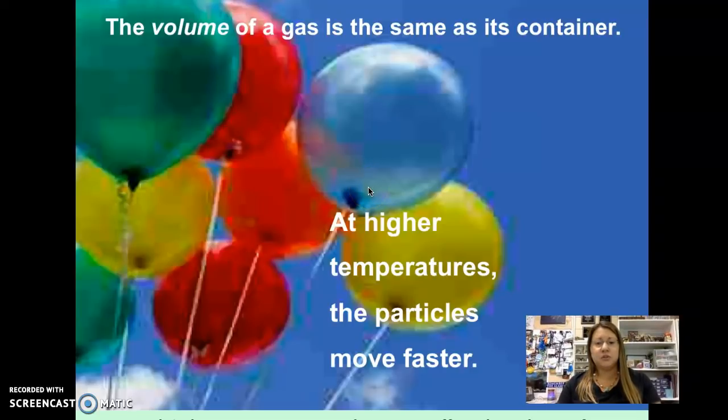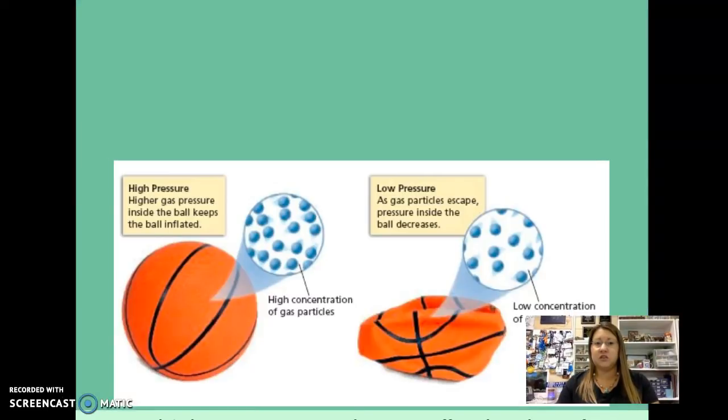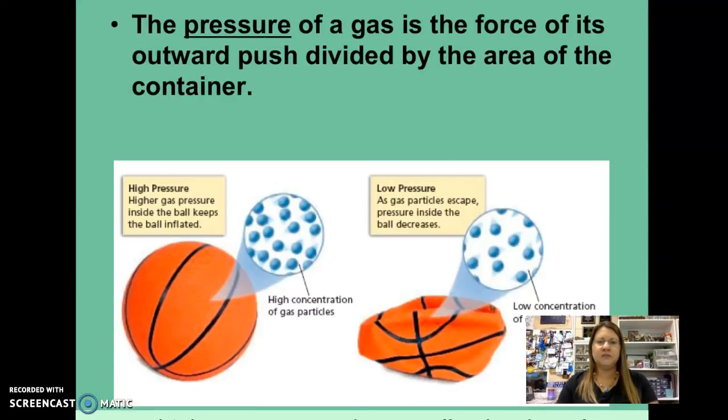And at higher temperatures, the particles are going to move faster. That's because gases have a lot of energy. So they are moving around a lot and they are literally bouncing off the walls. They bounce off the sides of their container. So as gases are heated, those molecules begin moving faster. When we're looking at pressure, we're looking at that bouncing of those molecules off the sides of their container.